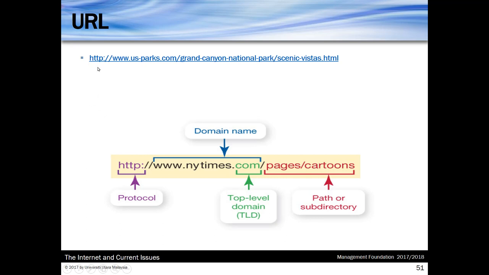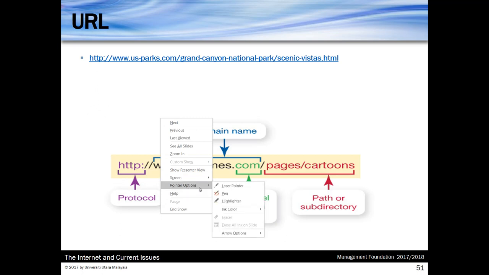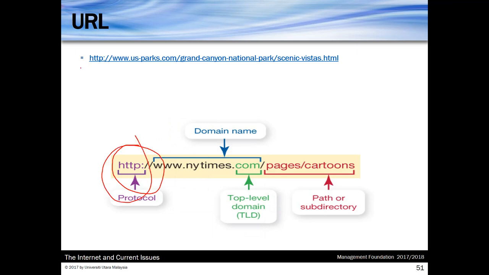So there are some other protocols that can be used here. Other than HTTP, we can use FTP. We can use NNTP. We can use another protocol, SMTP. So those are only protocols. After the protocol, generally there is a colon, and then two forward slashes and the domain name or host name.